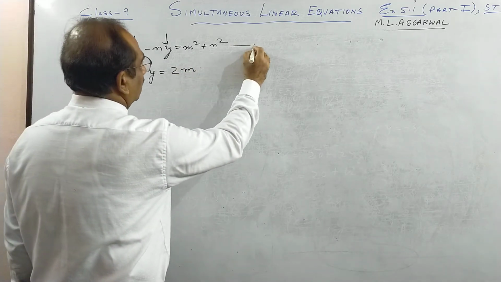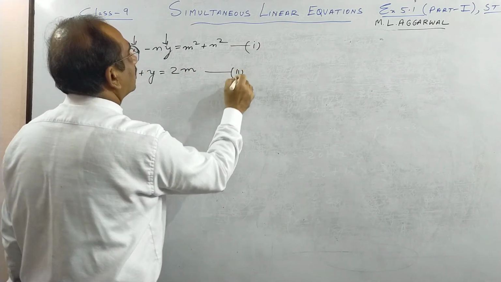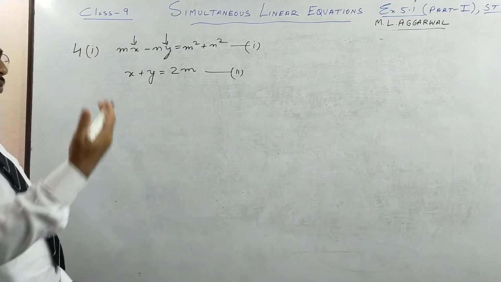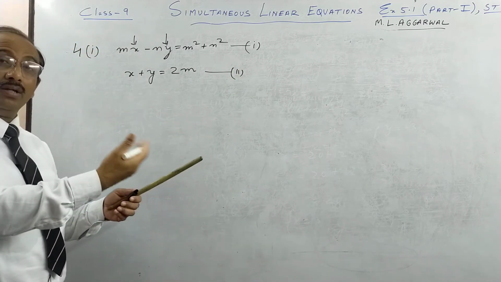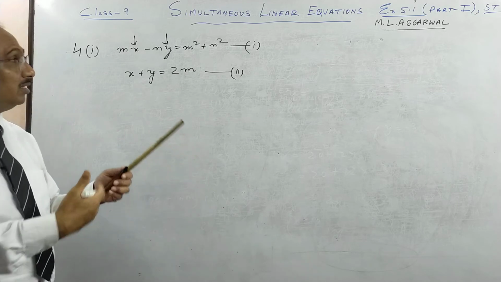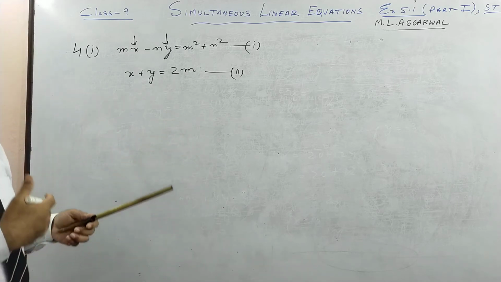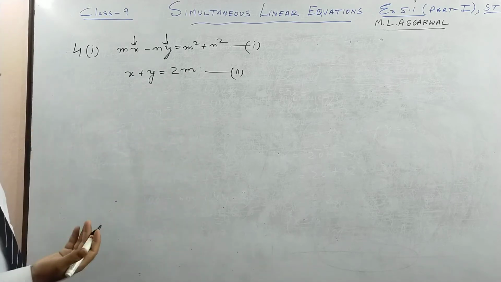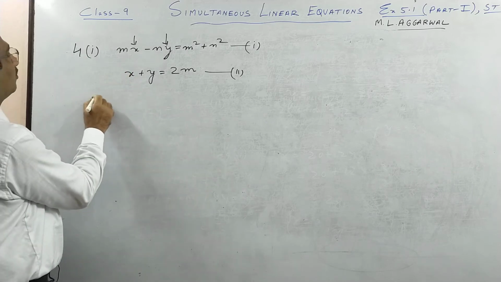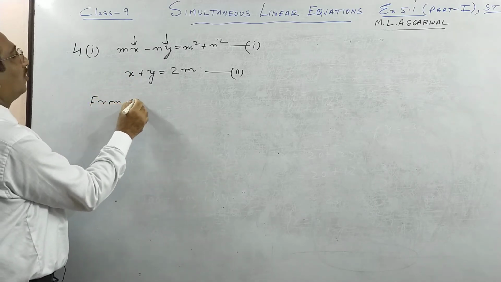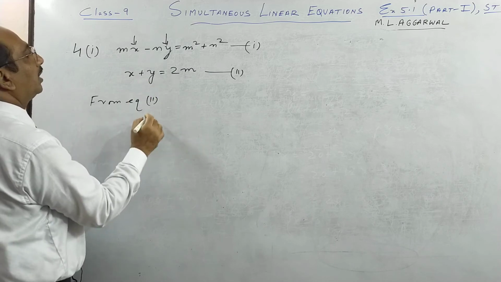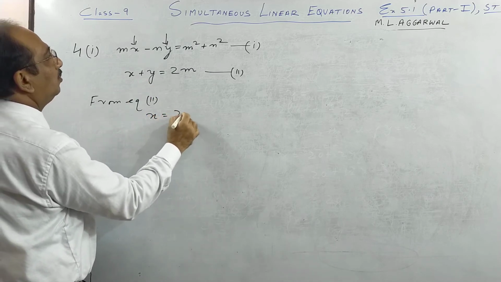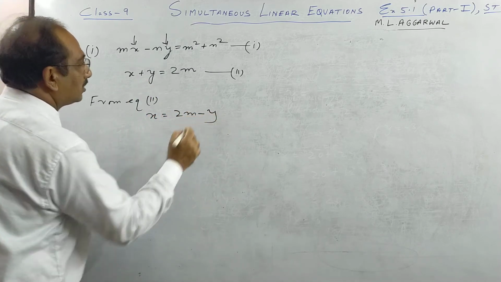Let me call this equation 1, this equation 2. Any problem, children, you pause the video, you go back, what we call playback, rewind, see the solved example, see how I am doing, then slowly you will learn. So from equation 2, what do we get? x is equal to 2m minus y.